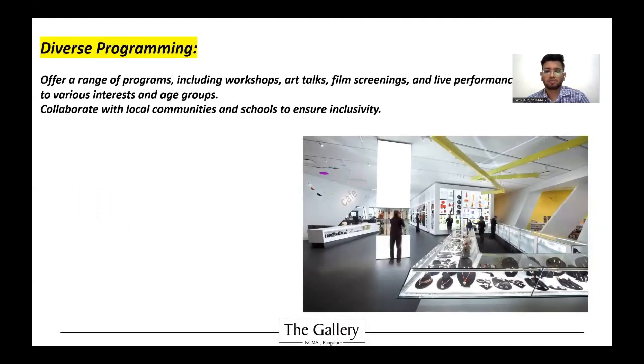To ensure that the gallery and the artifacts reach a wider audience, we should start a diverse program that offers various workshops, art talks, film screenings, live performances, etc. And also try to collaborate with local communities and schools, to ensure there is inclusivity and there are people eager to come to our museum.